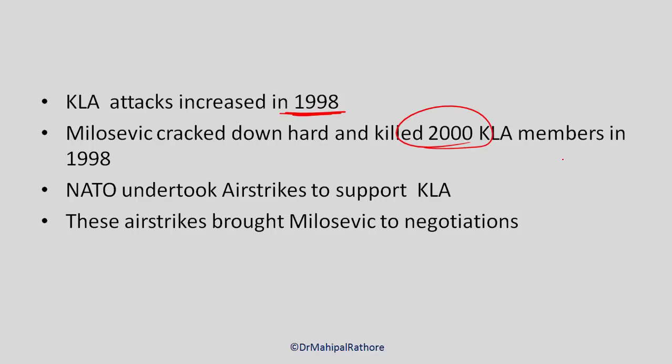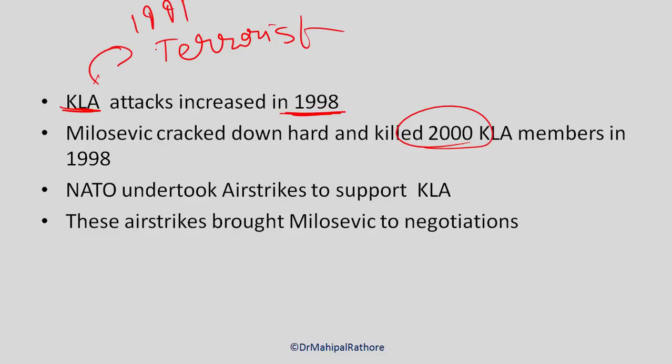Now look at this very funny thing. In 1991, USA had declared KLA as a terrorist organization. As soon as it was formed in 91, because they were carrying out insurgency and terrorist attacks, USA said that KLA is a terrorist organization. But by 1998, in support of KLA, USA started bombing the Serbs. They started bombing Serbia. They bombed Milosevic.